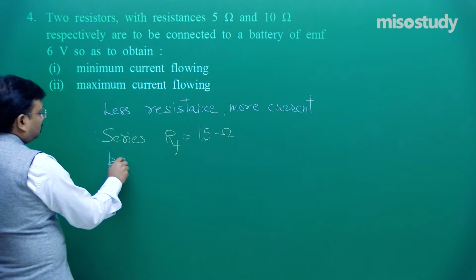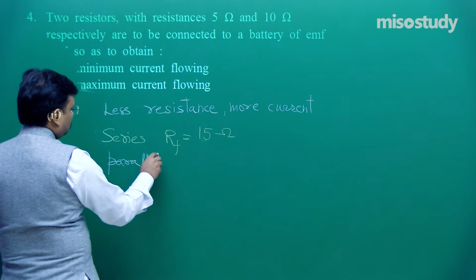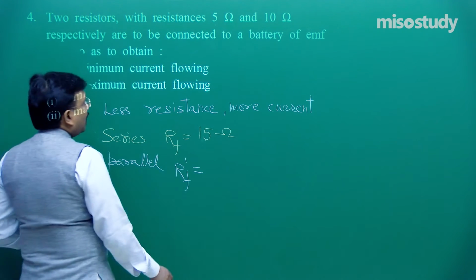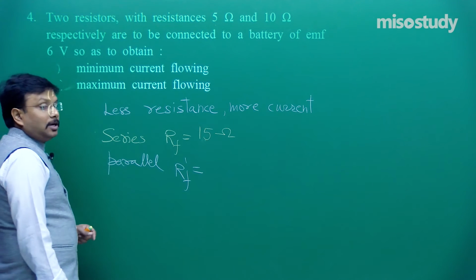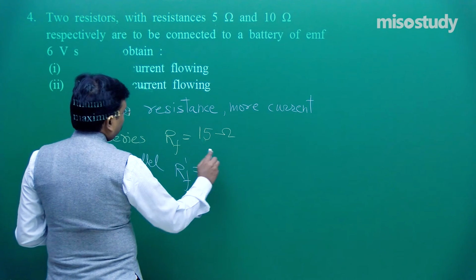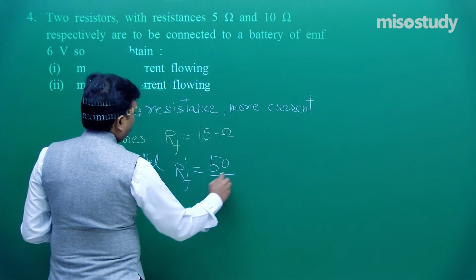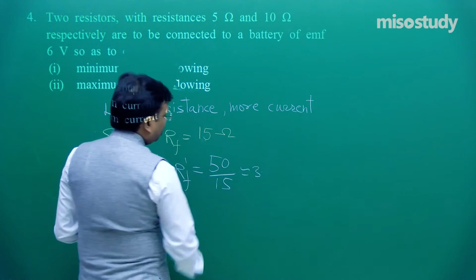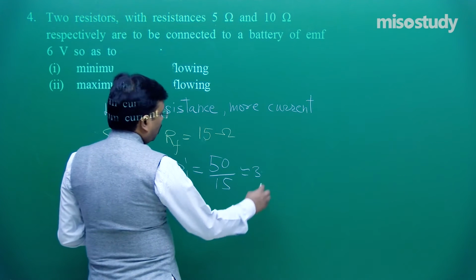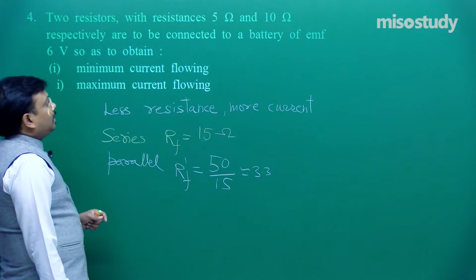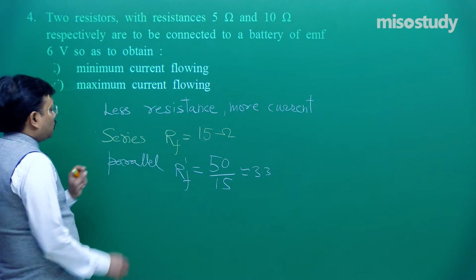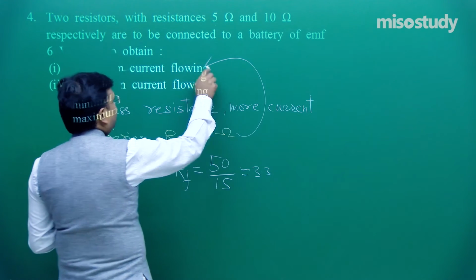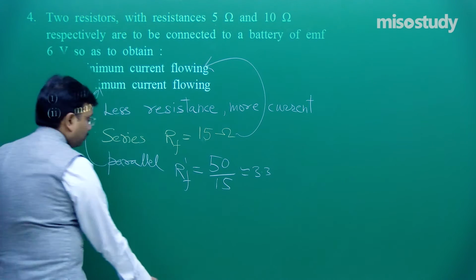Parallel: R final prime, I just place it so that you can differentiate, is equal to 10 into 5 upon 5 plus 10. So, that will give you 50 upon 15, fine. So, it is going to be nearly 3 point something. So, again now you can say that for maximum current flow it should be connected in parallel, and for minimum current flow it should be connected in series, simple.